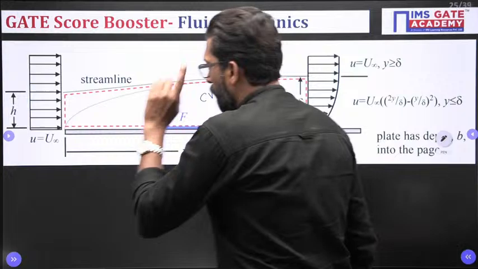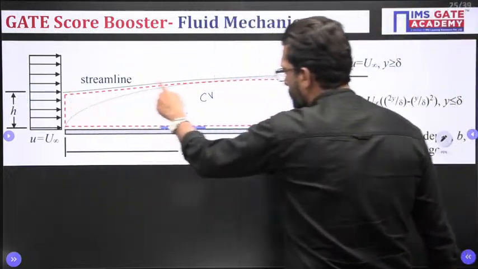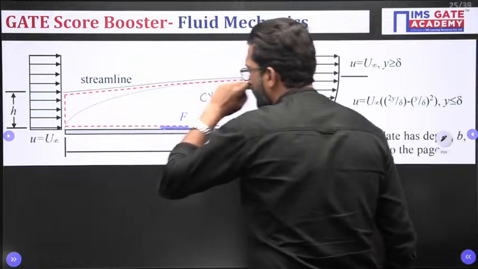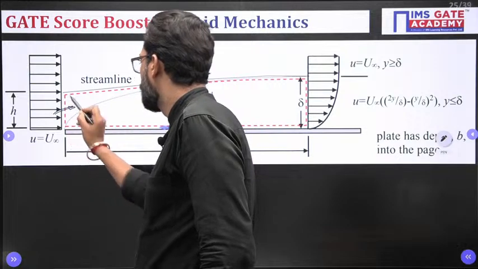So my dear, one thing is very important to note down. If this is the streamline, so mass is in here, yes or not?